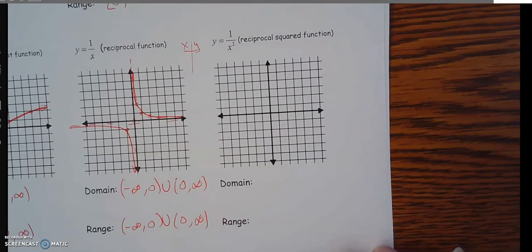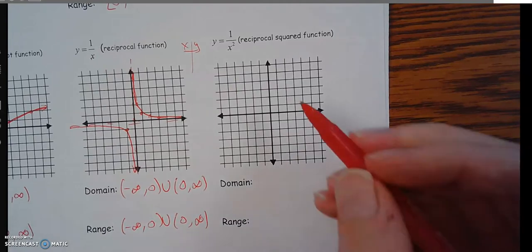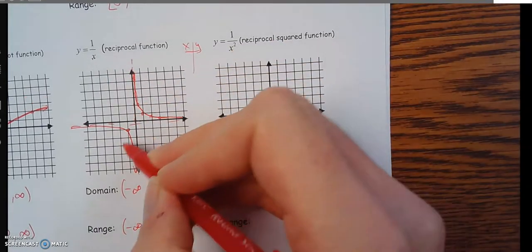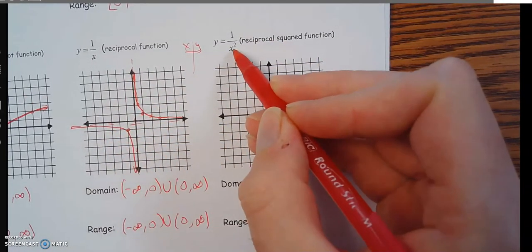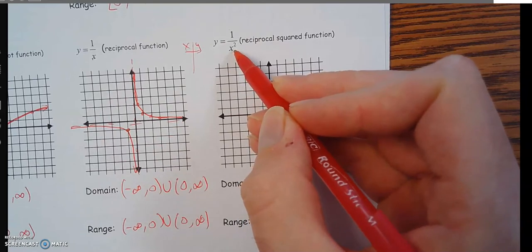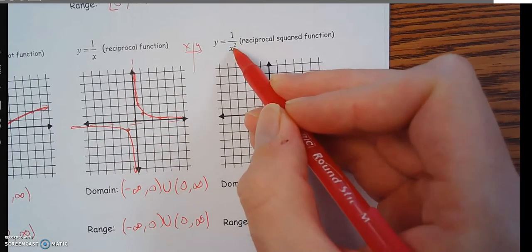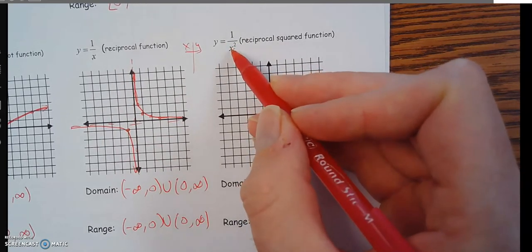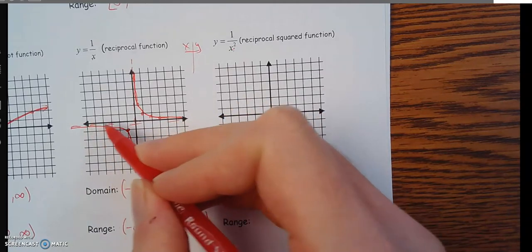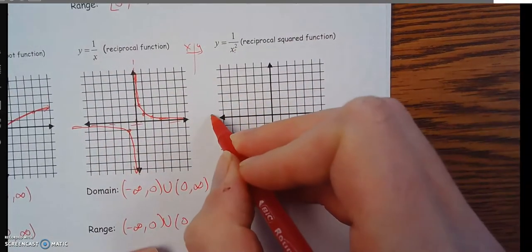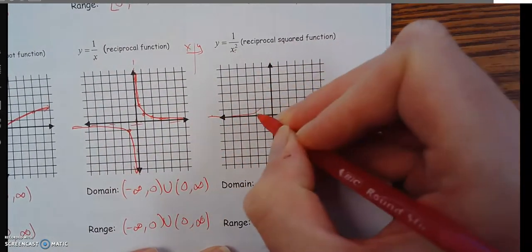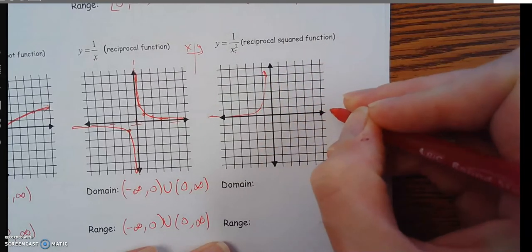See, this guy, it's the reciprocal squared function. Kind of the same idea. It's going to look a lot like this, but if I've got a squared on the bottom, that means there's no way I can get a negative. I plug in positives, I get positives, but if I plug in a negative, I'm going to get positives. So it takes this little arm and it flips it up to here. I've heard a lot of people call this the volcano graph.